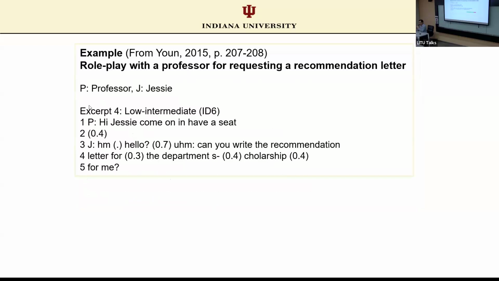But here, this is the exchange between the professor and TX, and you see that this is quite direct. This is a low intermediate level student. "Hi, TX, come on in, have a seat." In conversation analysis, the number inside the parentheses indicates the length of pauses, right? So 4.4 seconds. "Hello. Can you write the recommendation letter for department's scholarship for me, right?" So you see that there are some unnatural pauses and it's a relatively direct request, right? That indicates that this person has a low interactional competence.